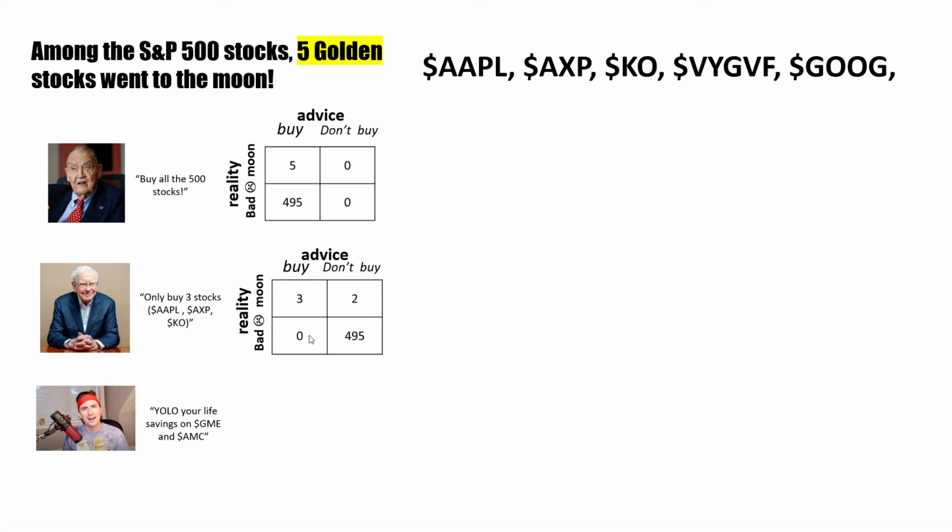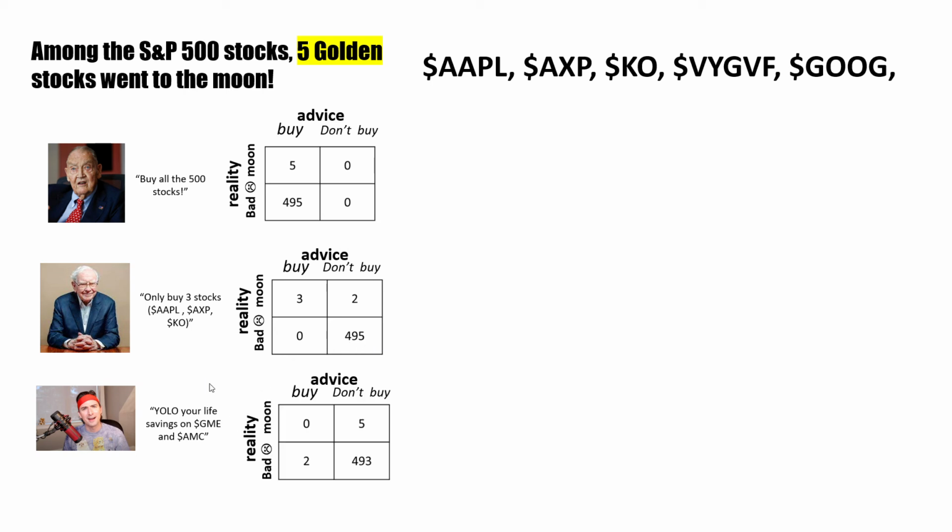How many of the bad stocks did he recommend to buy? Well, basically zero. He didn't recommend to buy any of the bad stocks. And how many of the bad stocks did he tell you to not buy? Effectively 495 of them, right? Because he only told you to buy 3 stocks and all 3 were good, none of them were bad, and he told you to not buy any other stocks, of which 495 were actually bad stocks.